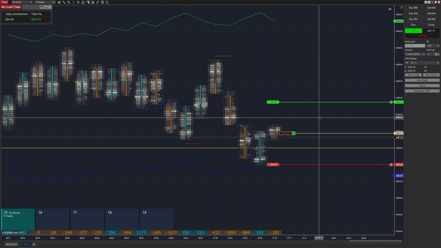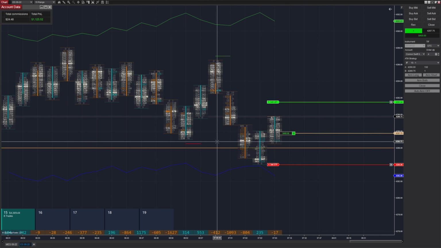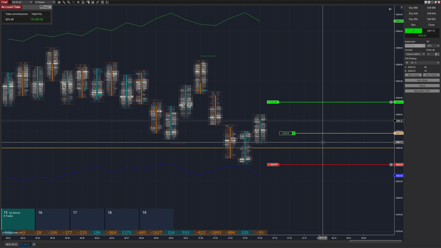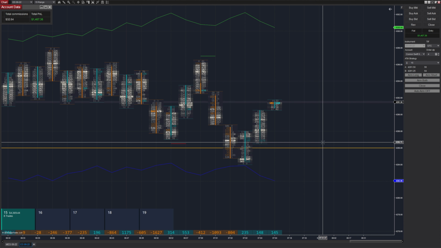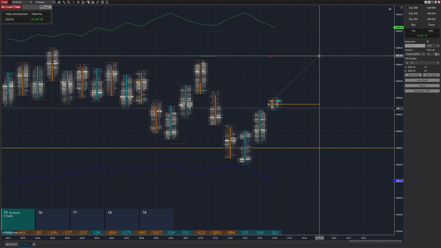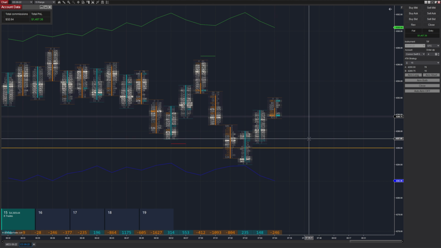After this, all we have to do is wait and see for what the next move is. We're probably not gonna be rearming immediately. We get filled right there, and since this is a pullback trade, we're not gonna be rearming again.